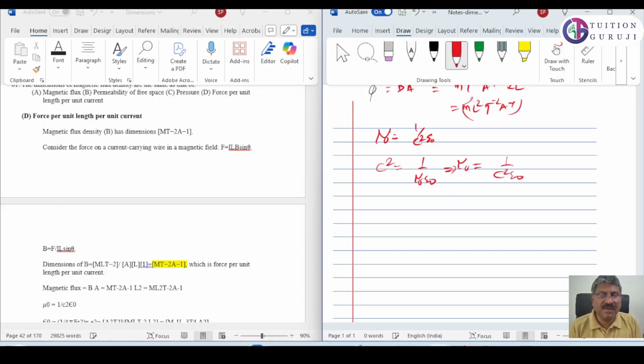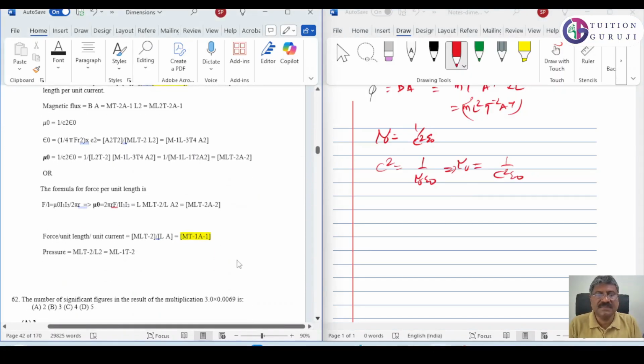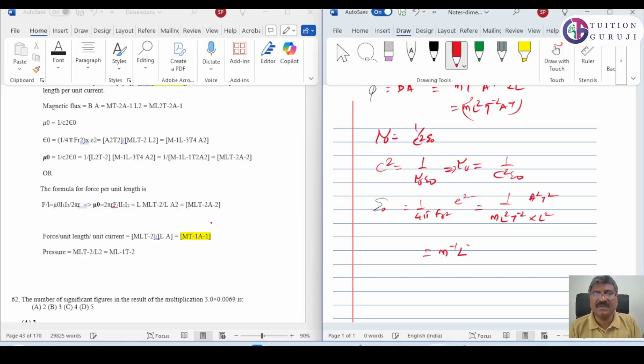Let's first see what epsilon 0, the permittivity of free space, is. Epsilon 0 is equal to 1 by 4 pi F R square into E square. So 1 by F is M L square T raised to minus 2 into L square, and E square is A square T square. So we get M raised to minus 1, L raised to minus 3, T raised to 4, A square.